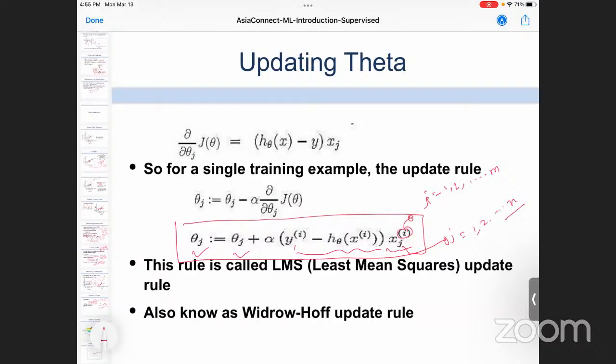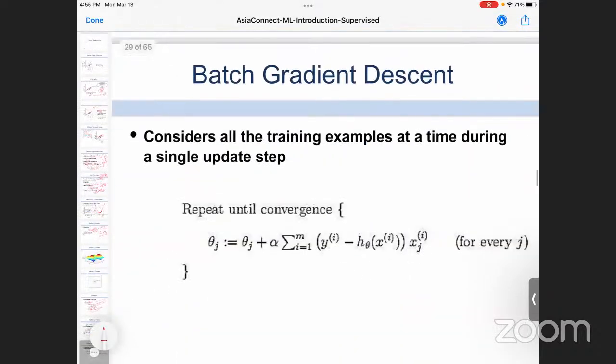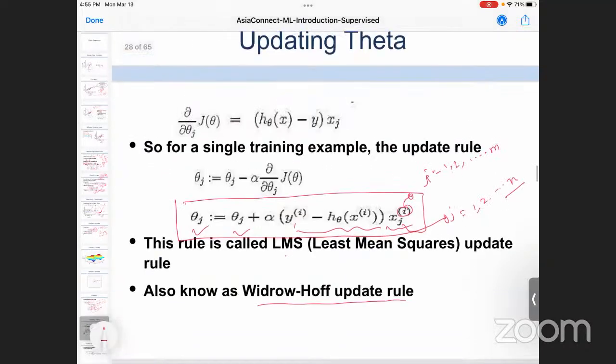So here, this is the update rule. This rule is also called the least mean square update rule or Widrow-Hoff update rule. So now the algorithm is gradient descent. We can update, right? But we need to update for all the examples. In the previous slide, we have seen we were just updating for a single example.